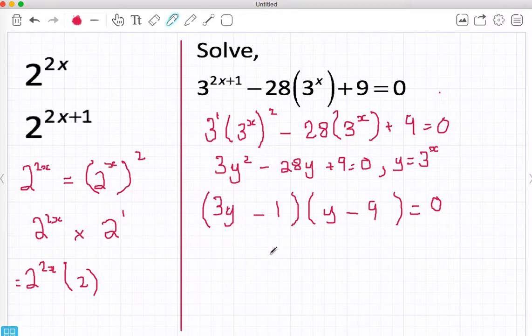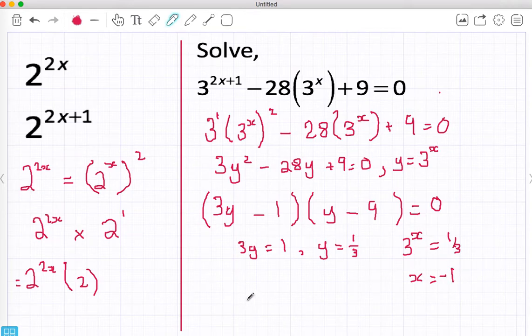Now that means that 3y equals 1, y is a third, and what I'm going to do is, remember y is 3 to the power of x, and that equals a third. So from here, x must be minus 1. So there's one of my answers.